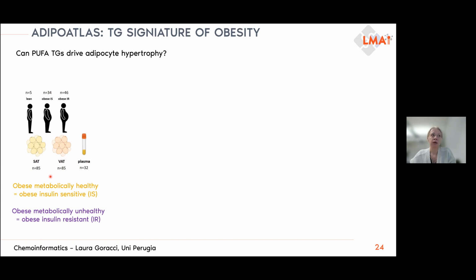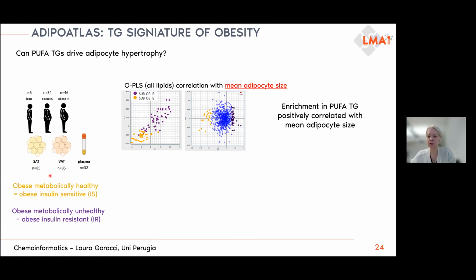So we also had some clinical data or characterization of those adipose tissue deposits, and we looked at whether we can correlate the mean adipocyte size with the lipid signatures which we see. And you could see here in this model that we actually were able to obtain a pretty good correlation. And the lipids which are actually driving this correlation are mostly PUFA TG present here. Yeah? So you could see it here.